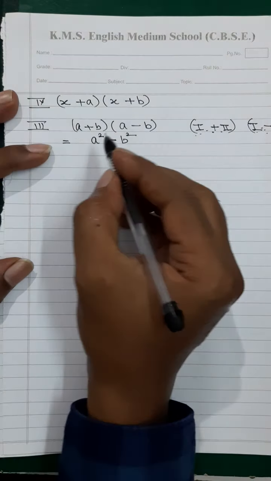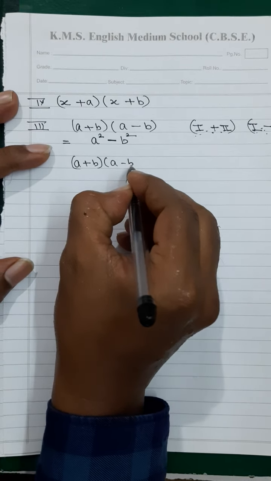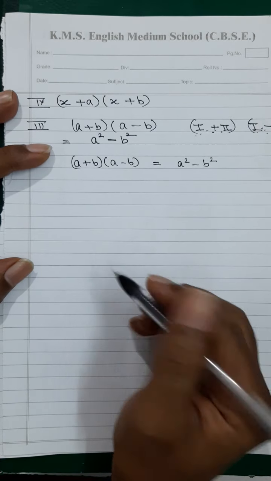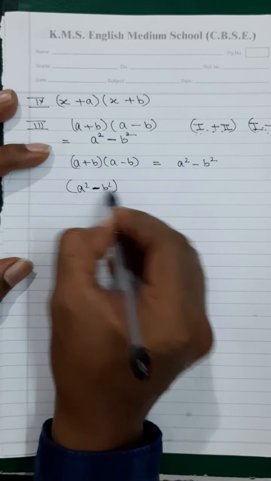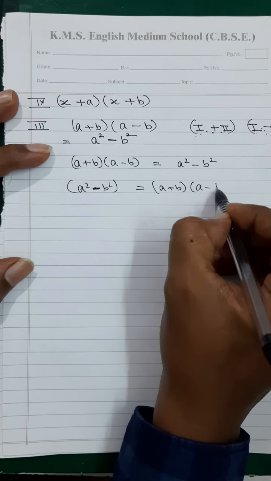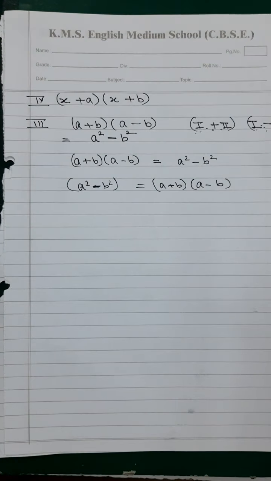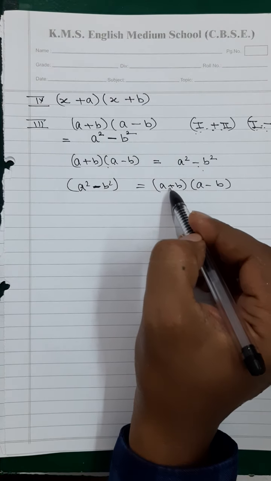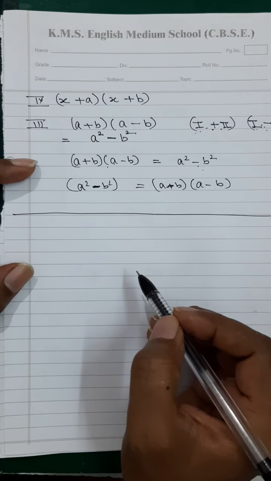Okay. And the beauty of this is what? In question, if you have a plus b into a minus b, you are free to write a square minus b square. And you can go reverse. If in the question it is a square minus b square, always minus, then we can freely write a plus b into a minus b. This identity is the one which is reversible. It can go in both the fashions. From here you can write this, from here you can write this.